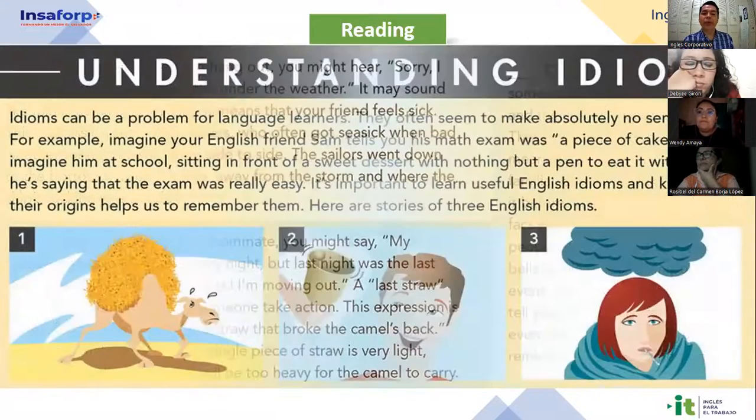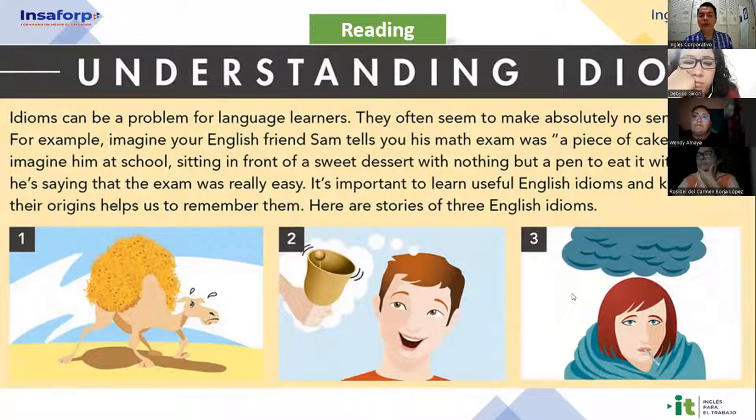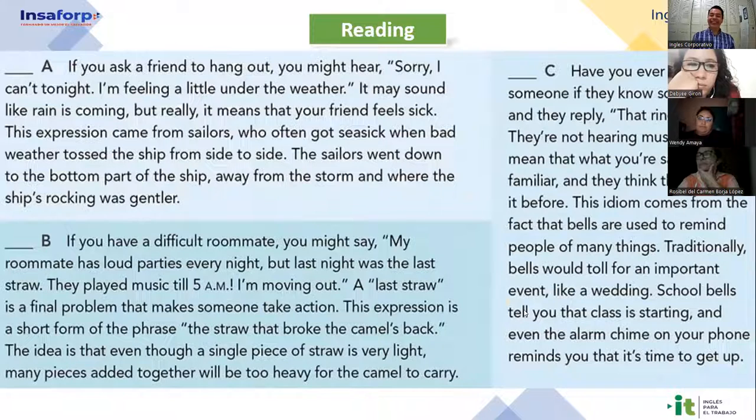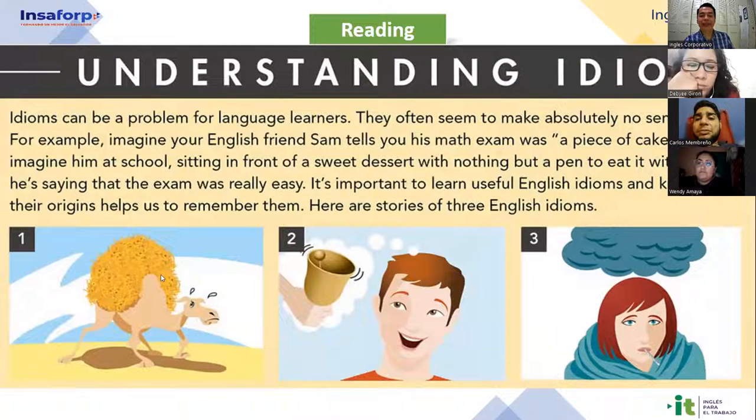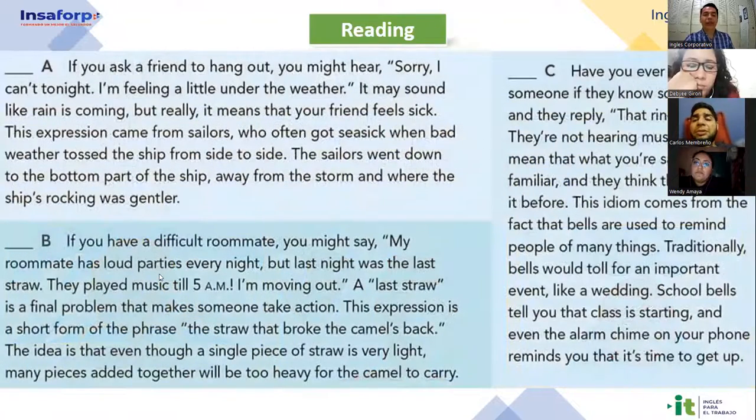Thank you, Wendy. Now, what picture do you think is the correct one? One, two, or three? One, right? Easy. A piece of cake for you. Okay, nice. Any word that you don't understand or any word that you cannot pronounce? Straw. Straw is a paja, right? Look at the picture. The camel is carrying a straw, right? Any other question? Thank you, Carlos. Any other question? Okay, let's continue.